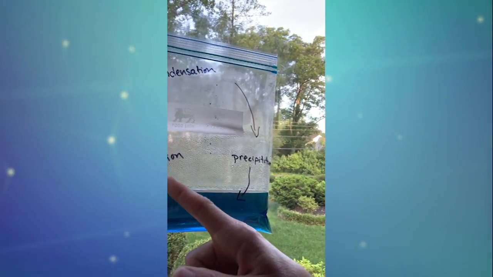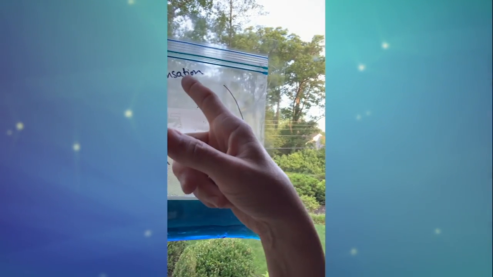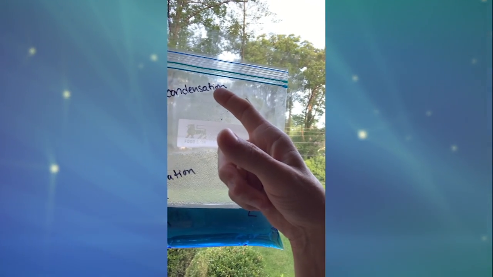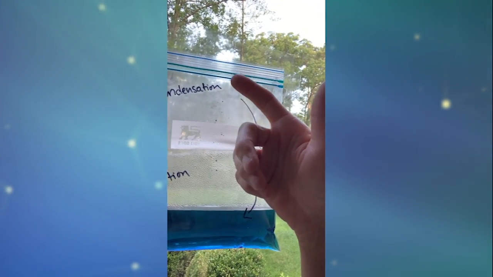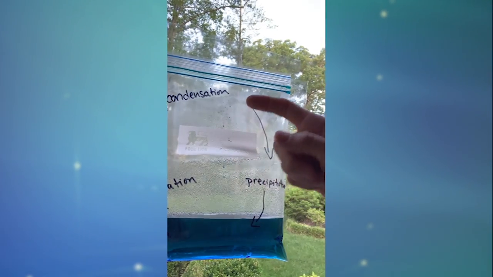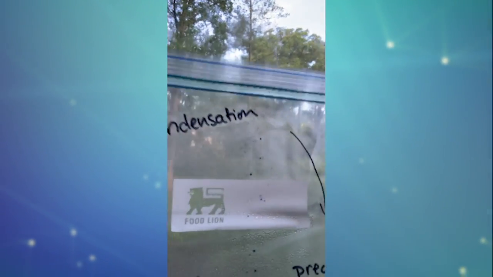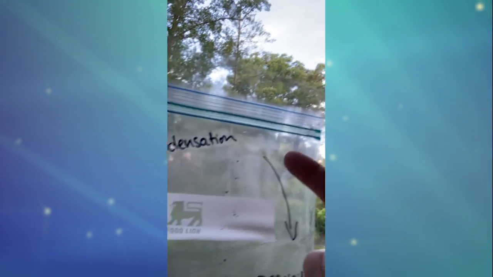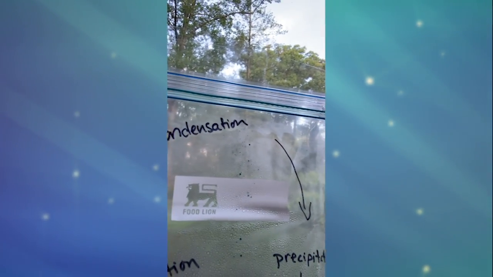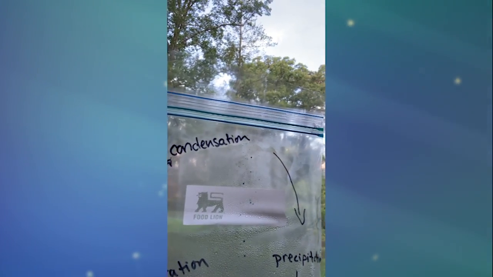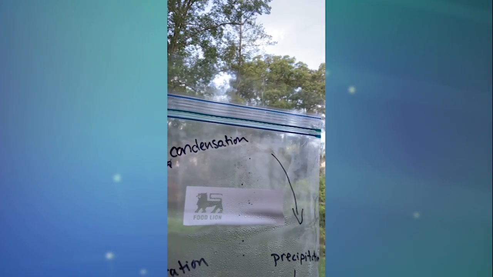When the warm water rises up through the Earth's atmosphere, as it rises higher and higher, the cool air of the atmosphere causes the water vapor to turn back to liquid water, and it creates clouds. And if you look close, you can kind of see some of the fog, and that could also be a product of condensation. So that's condensation.